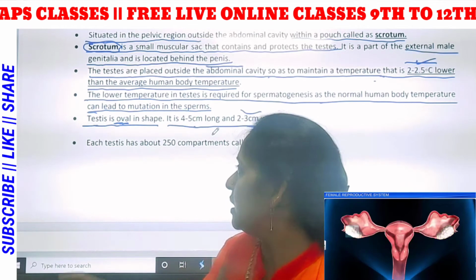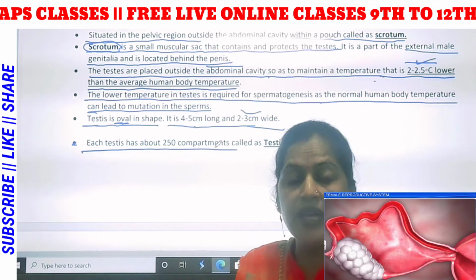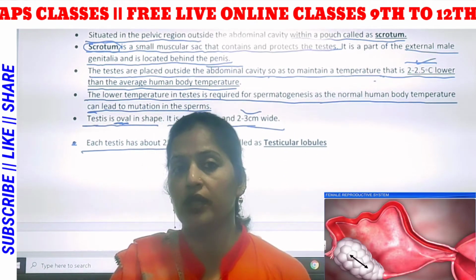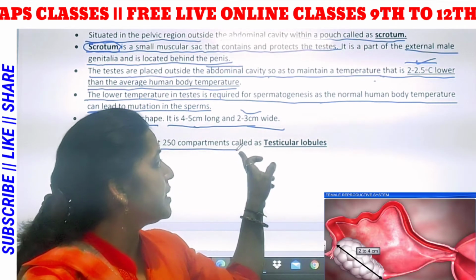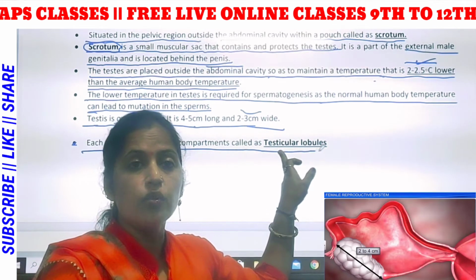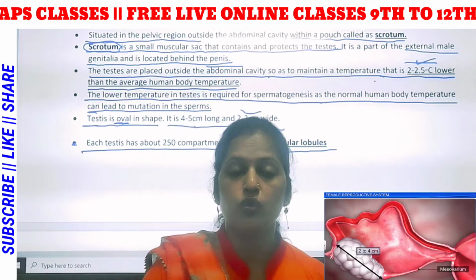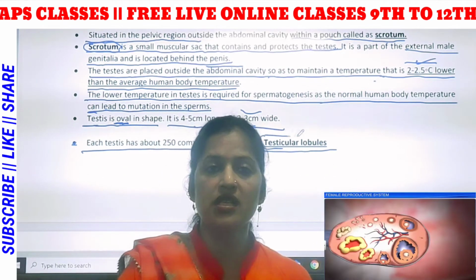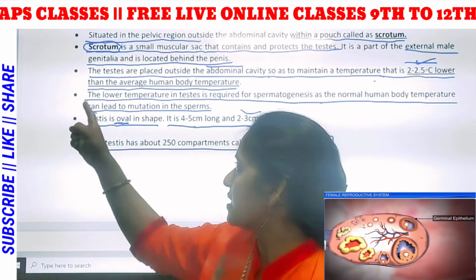Each testis has about 250 compartments. That means each testis can contain near about 250 compartments, and those compartments are known as the testicular lobules. So this is our first main reproductive organ, that is the testis.